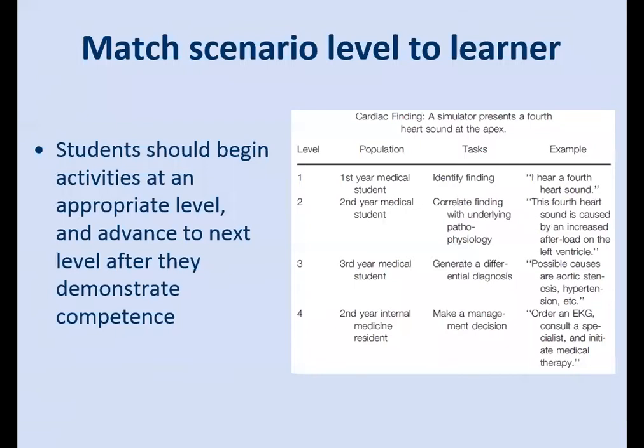In the third level, we look at the third-year medical student, for example, and the task for them in particular is generating a differential diagnosis, being able to differentiate one from another and what the possible causes of the aortic stenosis in this patient are, the hypertension, and other examples that could come up. Now, at level 4, we're looking at the second-year internal medicine resident, where we're looking at their decision capability. What are they going to do once they've identified all these associated with pathophysiology? What exactly are they going to do for this patient? Are they going to order an EKG? Are they going to consult with a specialist? What's the initial medical therapy that they're going to provide?